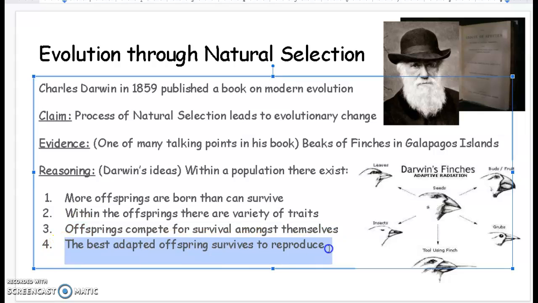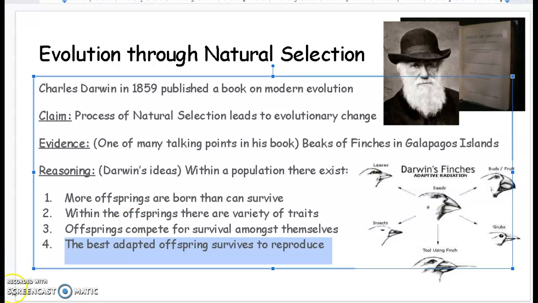And last but not least, if you reach adulthood, the best adapted offspring will survive to reproduce. So now you, the most well-adapted one, became an adult. You have reached adulthood. It is now your time to find a mate, make babies, and pass on your traits. And then the cycle will continue again. These 4 steps are a cycle, and these 4 steps make up natural selection, as stated by Darwin.